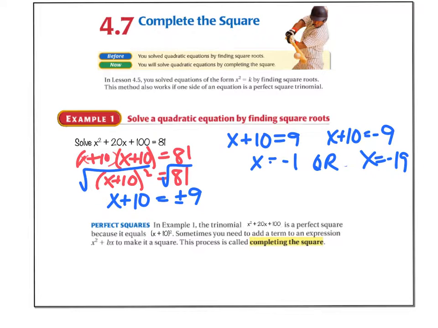But the key was you started off with a perfect square trinomial, and then you could factor it into a binomial that was squared and use the square root method. However, in example 1, this was a perfect square trinomial. Sometimes you don't have expressions that are perfect square trinomials. For example, you might have x squared plus bx. Well, there's something we can add to this that actually makes it a perfect square. And this process of doing that is called completing the square, and it's what we're going to learn right now.